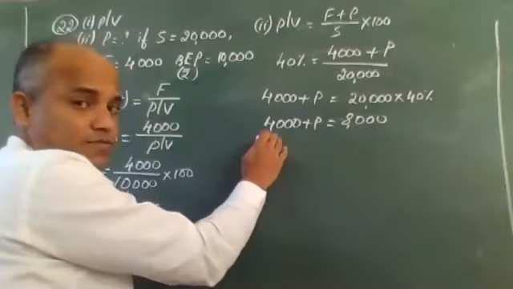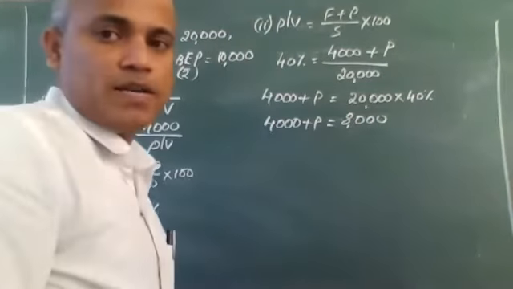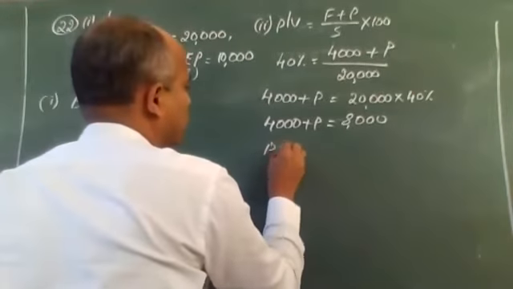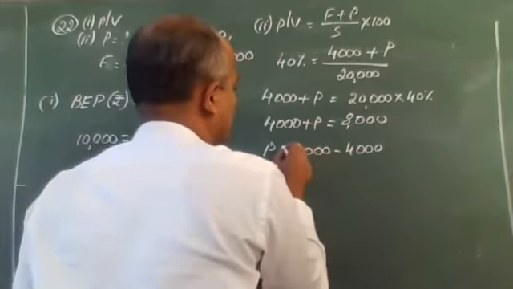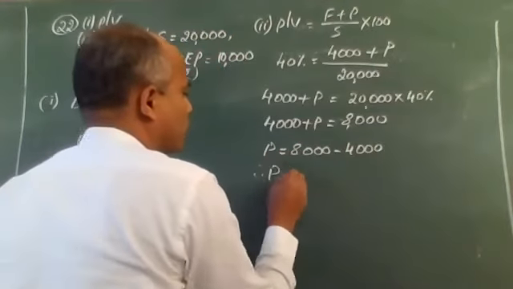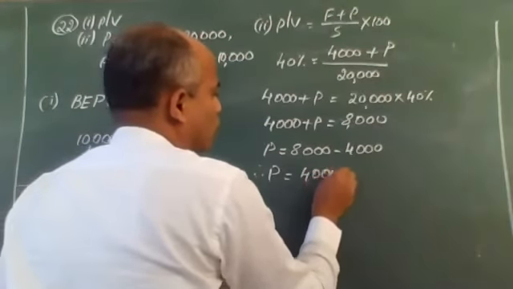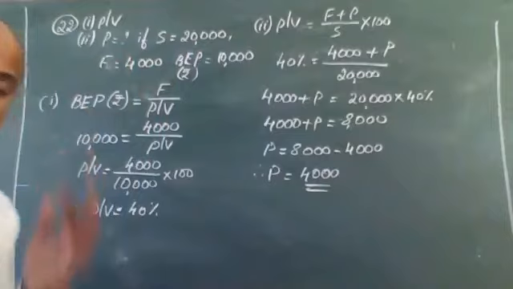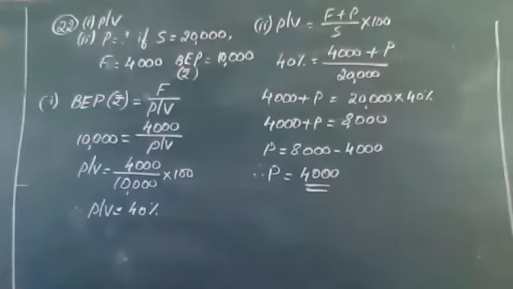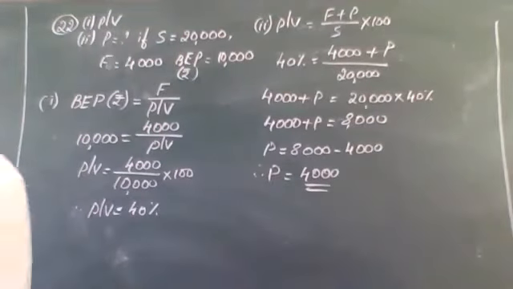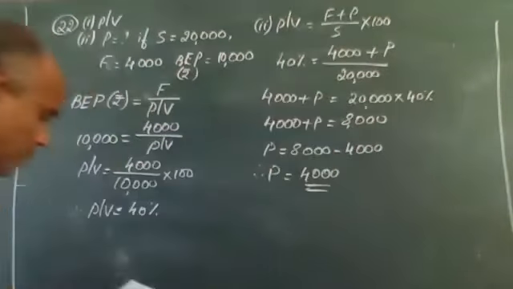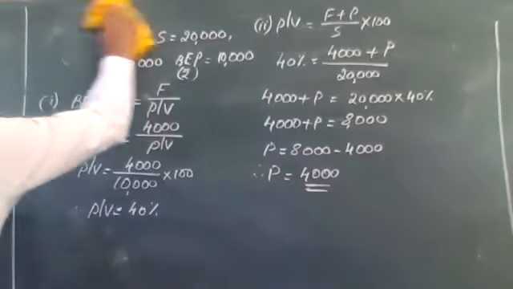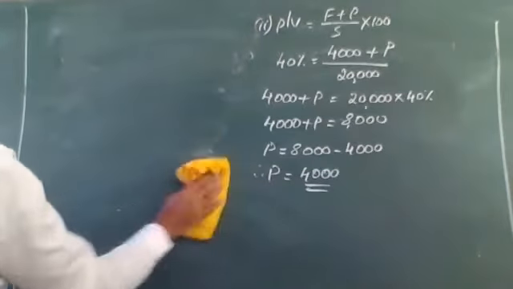Then this plus 4,000 going the other side becomes minus, and now profit is equal to 8,000 minus 4,000. Therefore, profit is equal to 4,000. That is the solution for question number 22. Any doubts you have? Okay. Then moving on to question number 23.